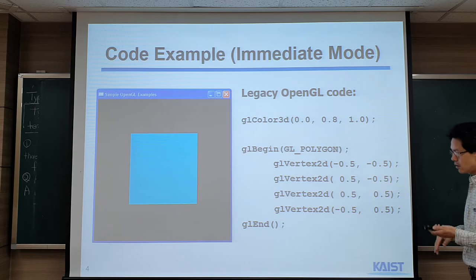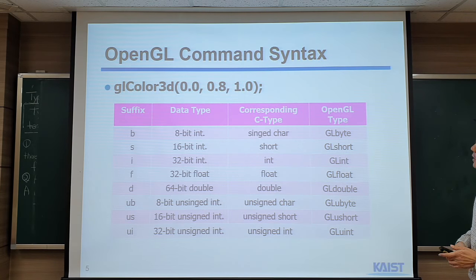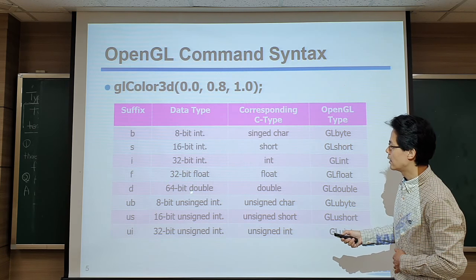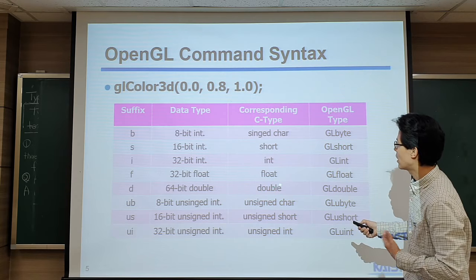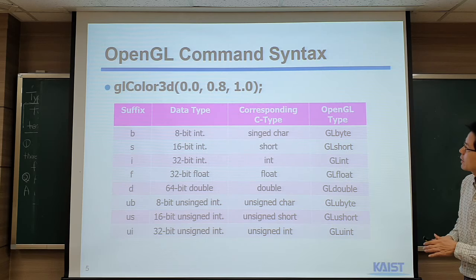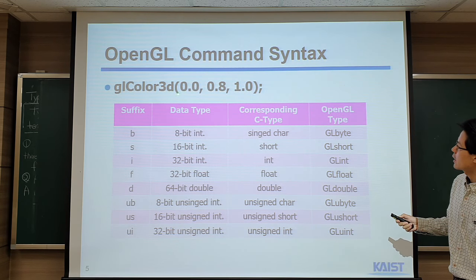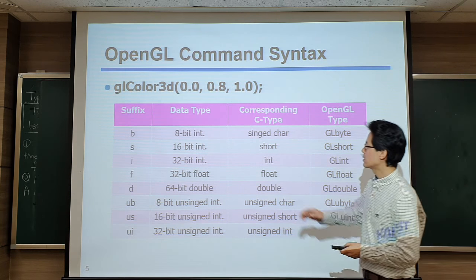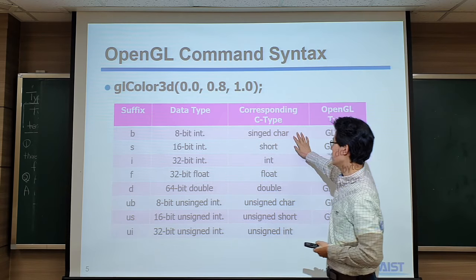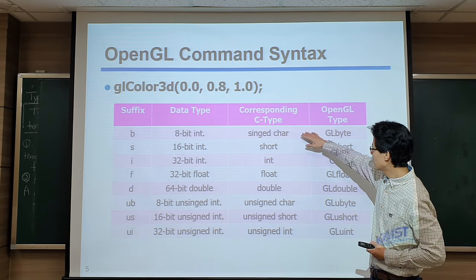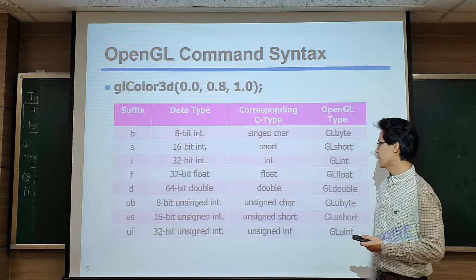There is a lot of information here that I will explain. The suffix d indicates a 64-bit double. So in OpenGL you can use this one, indicating there are three different parameters, and each parameter is represented by a double. There could be other types, like the integer. If you know the C types, you can very easily understand what the others indicate. So i is the integer, something like that.